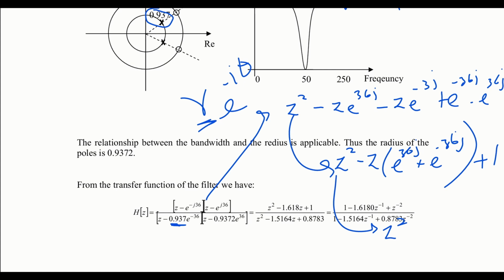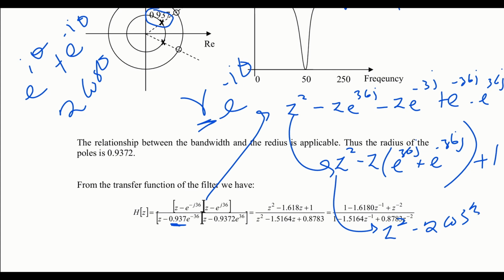Z squared. So this middle one is the one which will cause trouble. But you remember that when you have e raised to the power i theta plus e raised to the power minus i theta, you get 2 cos theta. Do you remember this? Yes. So it means that we'll get minus 2 cos 36, right? And all plus 1, of course, the 1 here. So all plus 1 here.